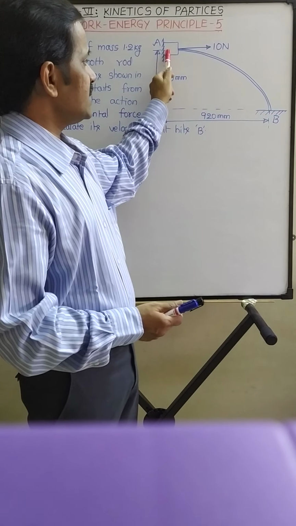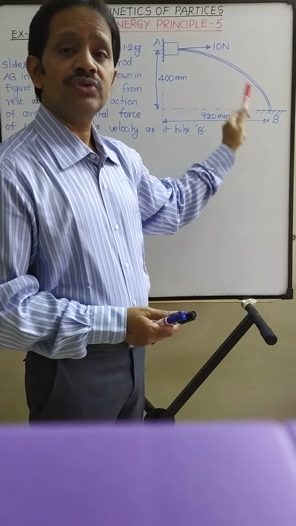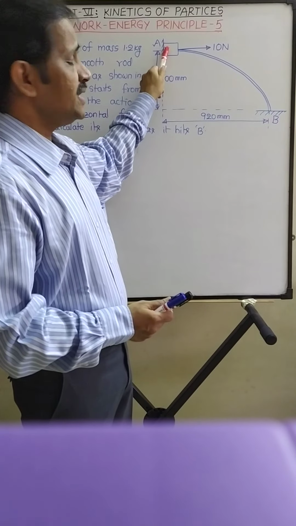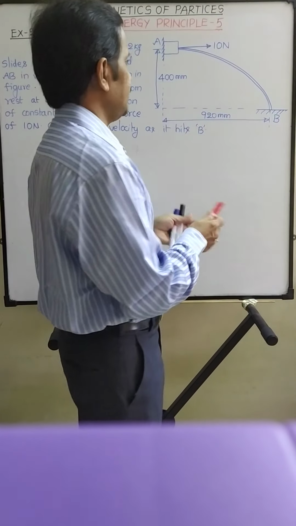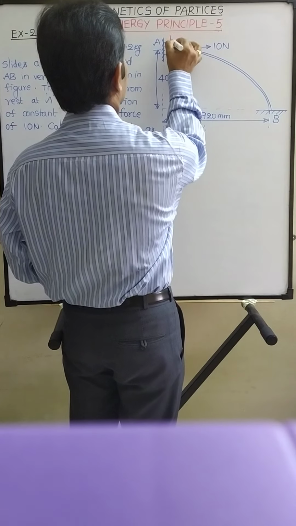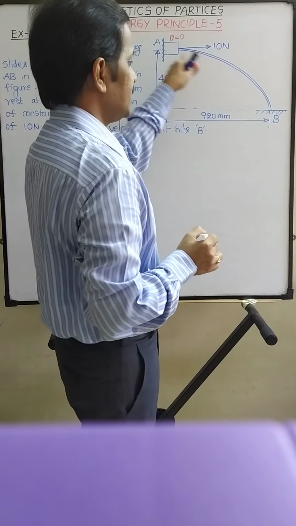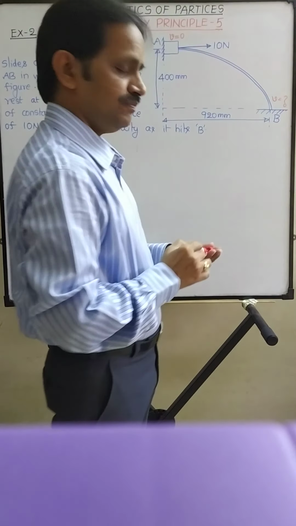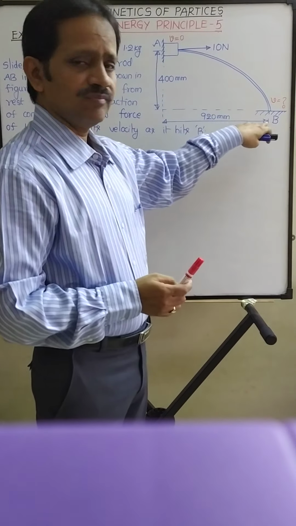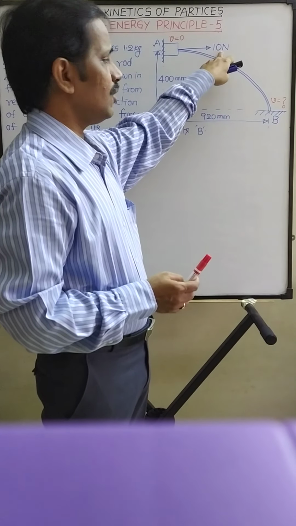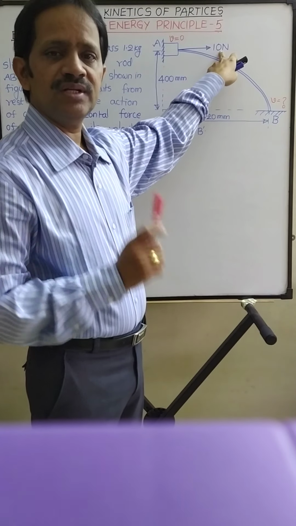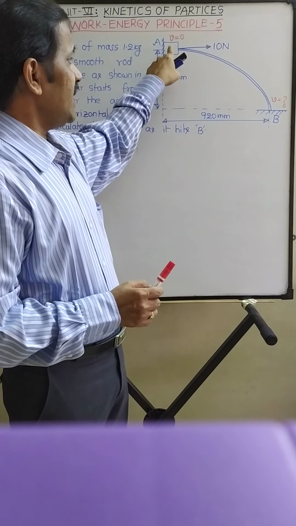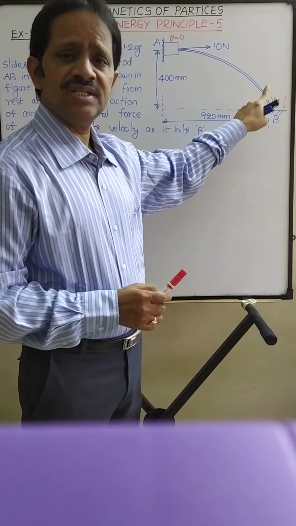So here the collar is sliding along the smooth rod. Smooth rod, that means there is no friction. So at A it starts from rest, so its velocity is 0 at point A. As it hits B, you have to find out the velocity of the collar. And it is sliding on the smooth rod under the action of this horizontal 10 Newton constant force. Right. So velocity at A is 0 and you have to find out velocity at B.